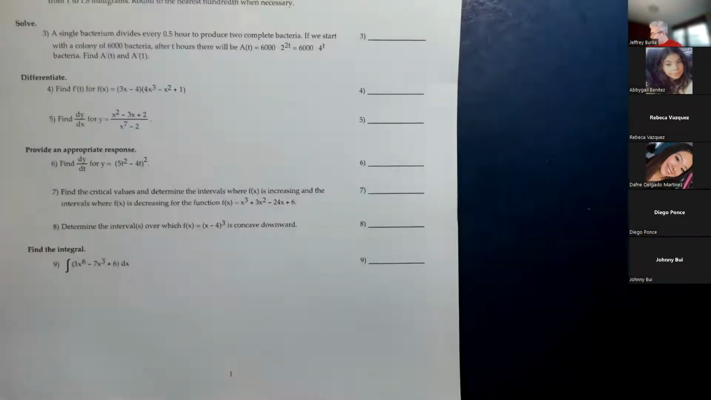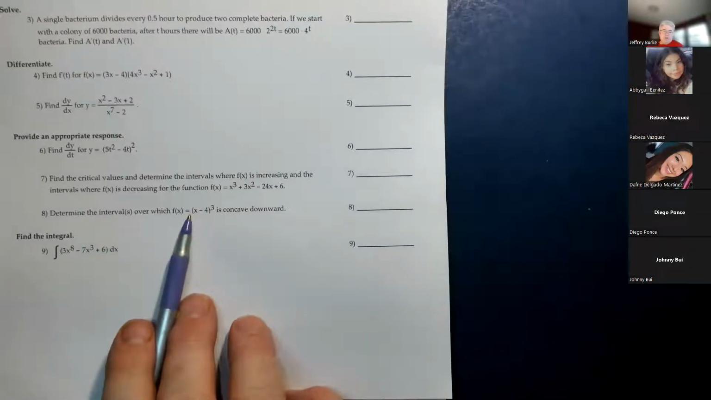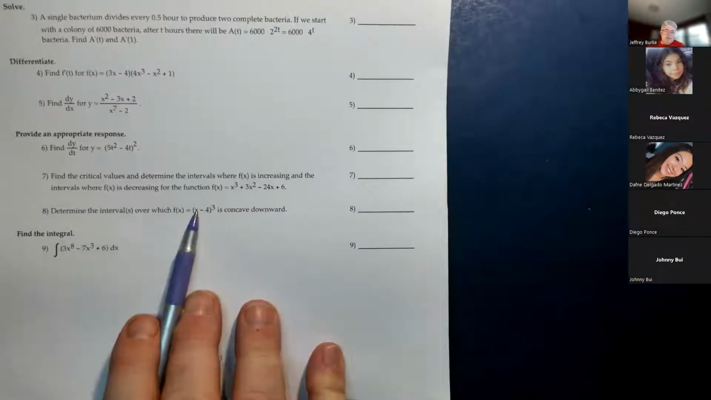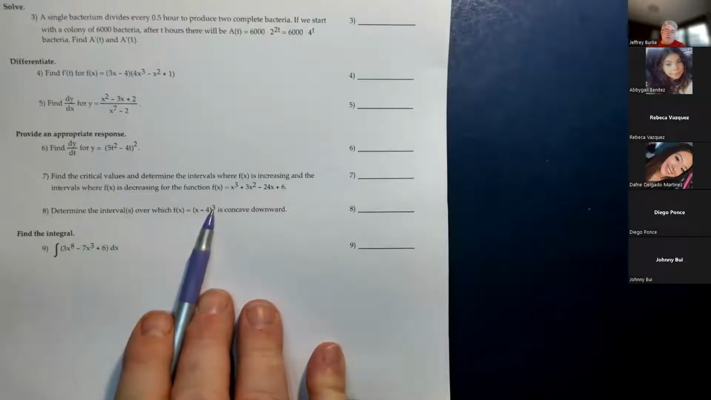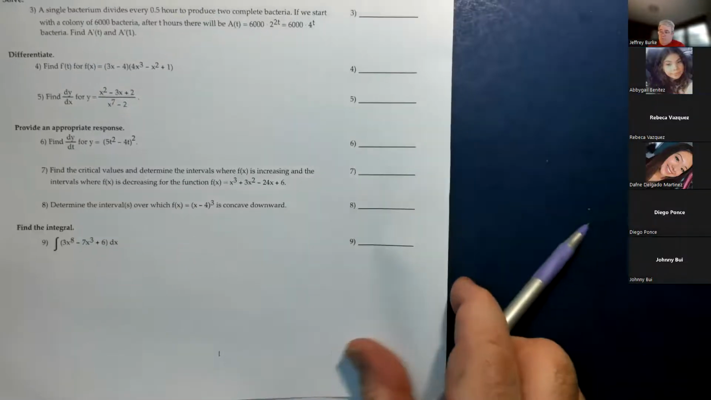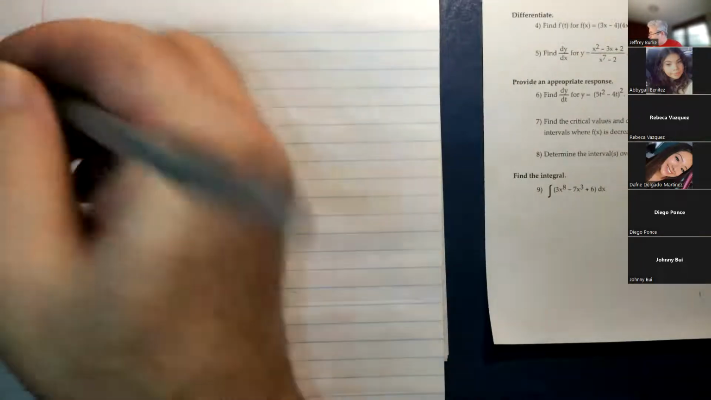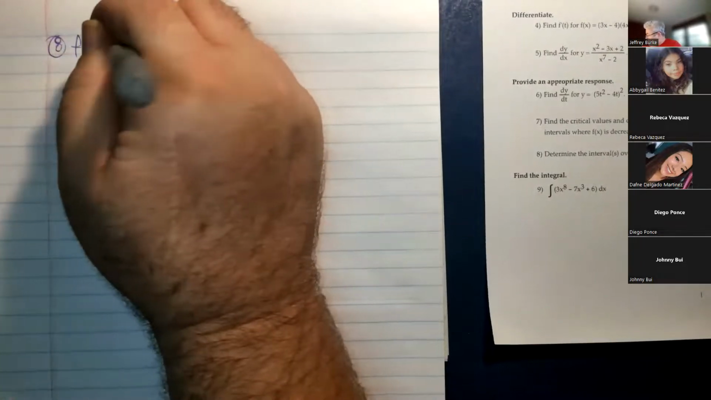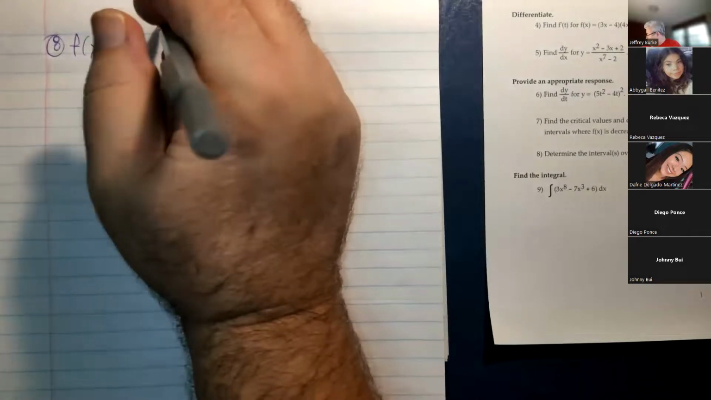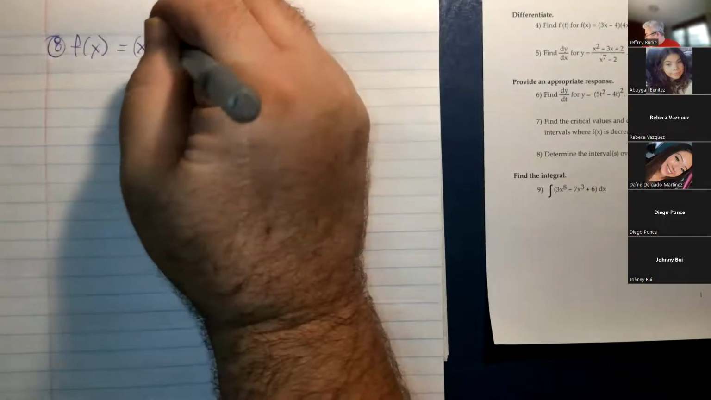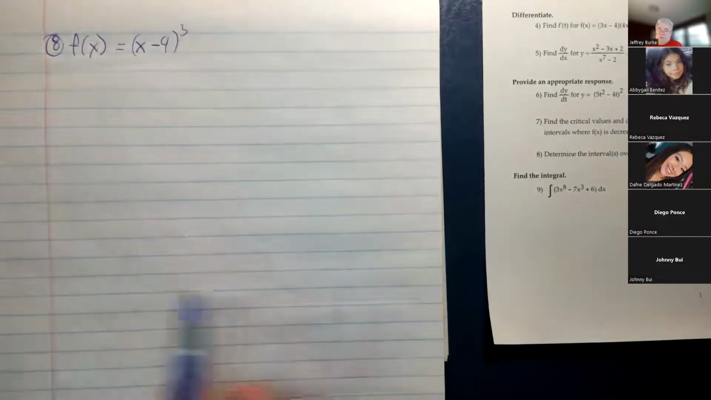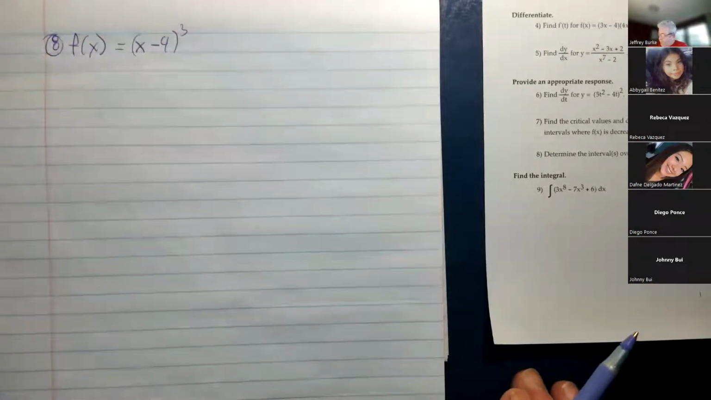And so it says here, determine the intervals over which the function f of x equals x minus 4, that quantity cubed, is concave downward. Okay, so let's take a look at this then. So we're given the function f of x equals x minus 4 to the third. If we want to know where it's concave downward, we need the second derivative of this.